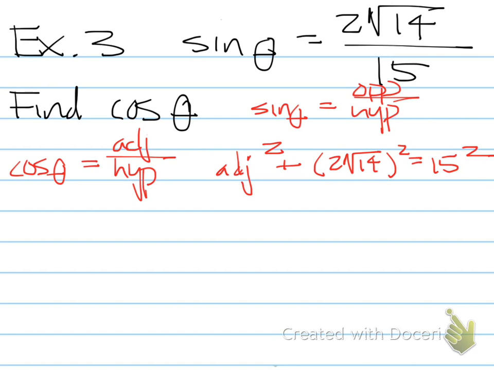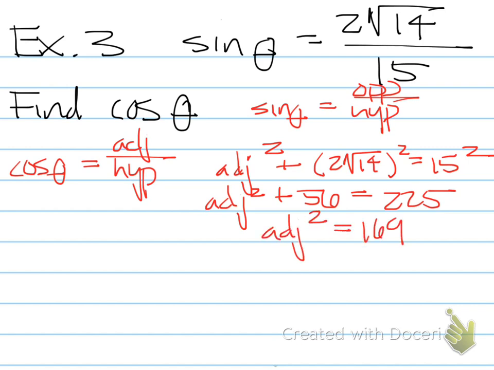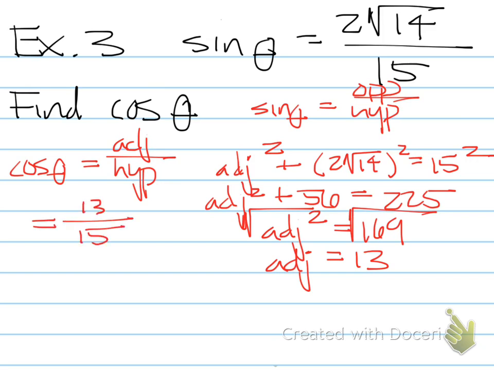When I square 2 root 14, I get 4 times 14, which is 56. 15 squared is 225. Subtract 56 from both sides, and I get 169. The square root of 169 is 13. So the adjacent side is going to be 13. Plug that into the numerator. Cosine of theta is going to equal the adjacent side, which is 13, over the hypotenuse, which is 15.